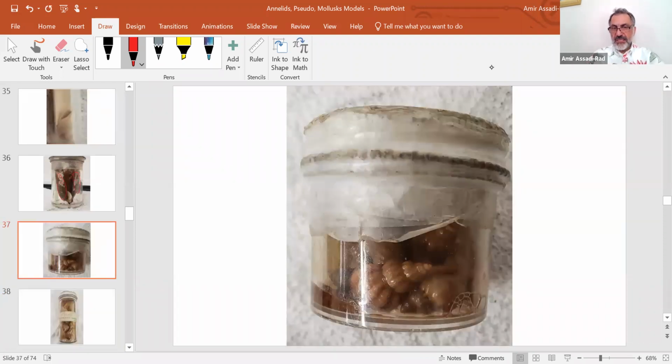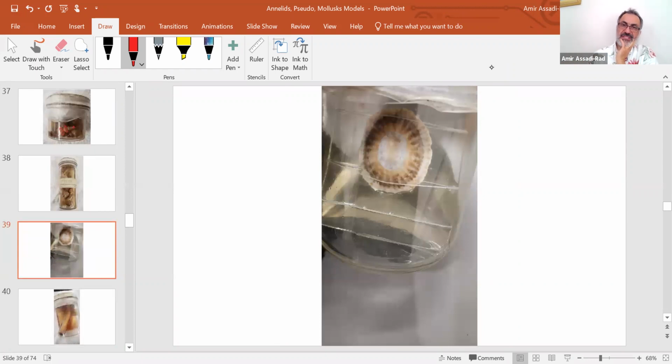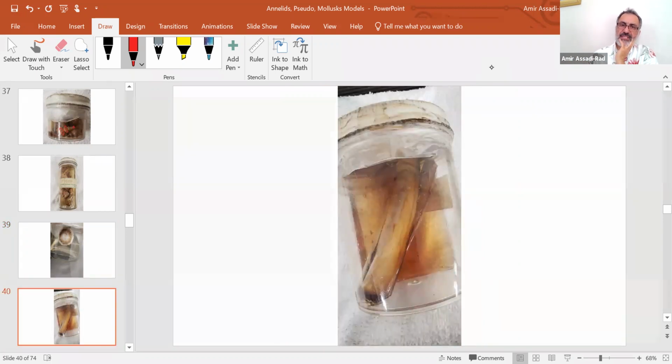And then again, Gastropoda, apex, right here, whorl. You can see each whorl right there. Again, Gastropoda. This is limpet, Gastropoda. This is Bivalvia.